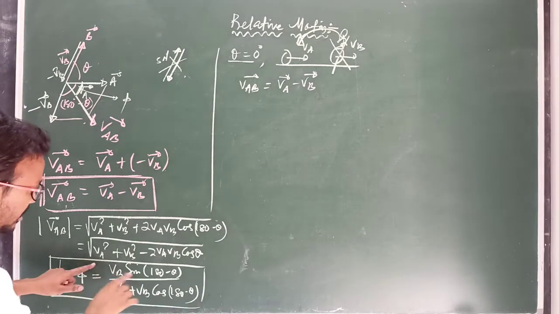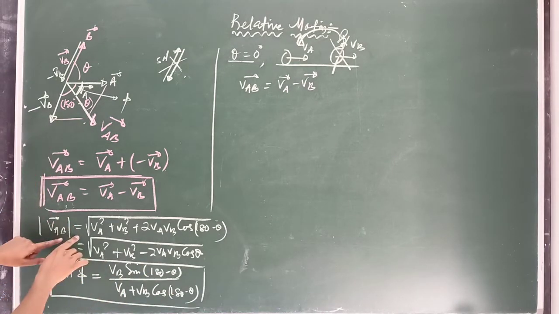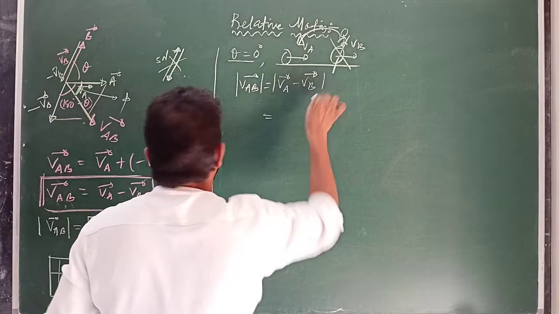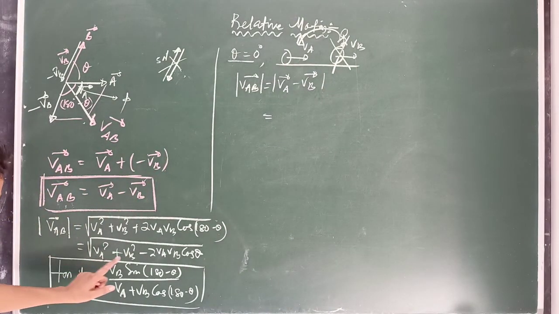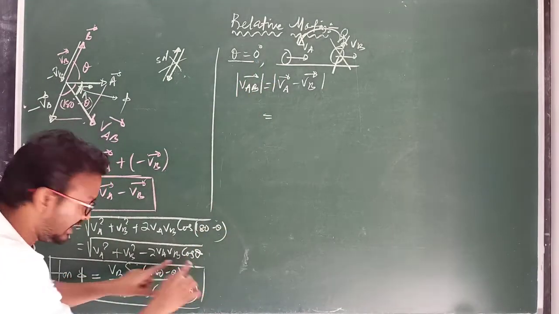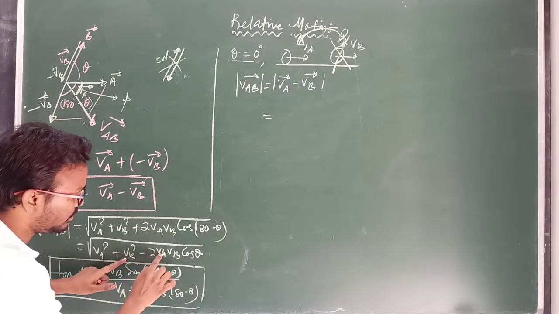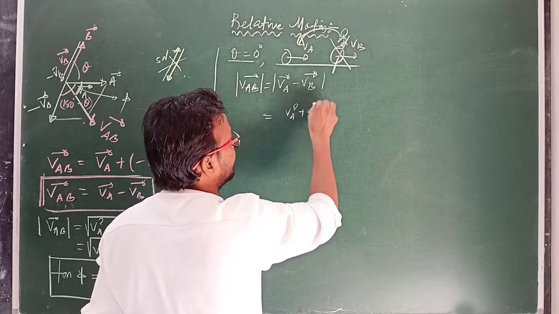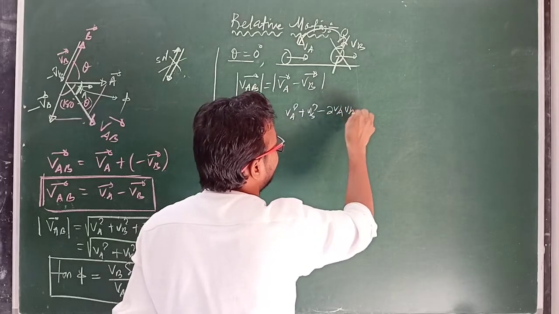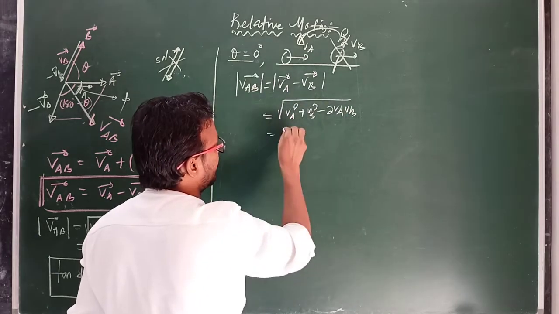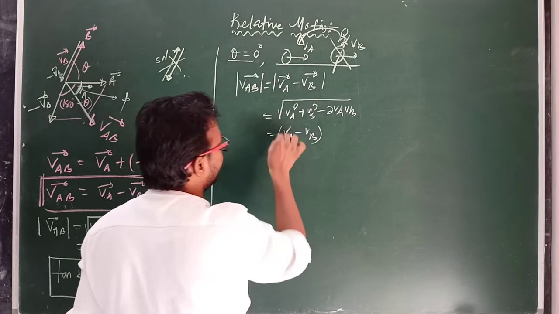Clear? This is the simple formula we have to use here. To find the magnitude of the relative velocity VAB, the magnitude of VAB equals the square root of VA squared plus VB squared minus 2 VA VB cos theta. Because theta is 0 degree here, cos 0 is equal to 1, so we get VA squared plus VB squared minus 2 VA VB under root. This is (VA minus VB) whole square, and the square root cancels, so VA minus VB is the final answer.